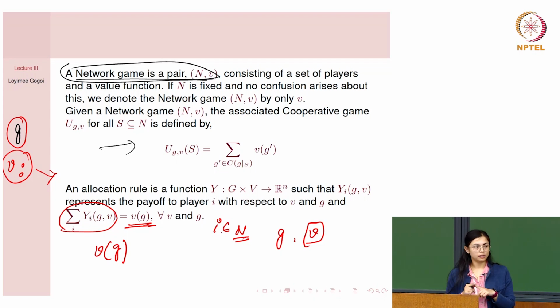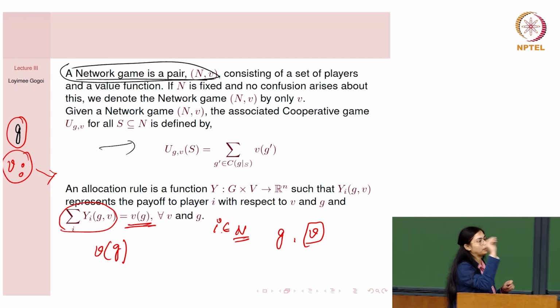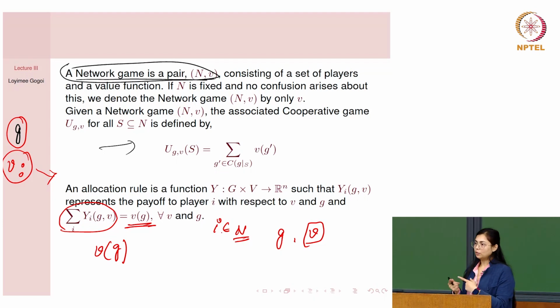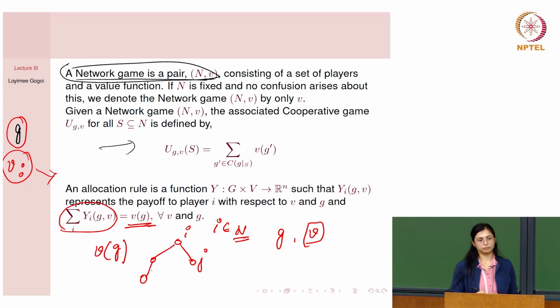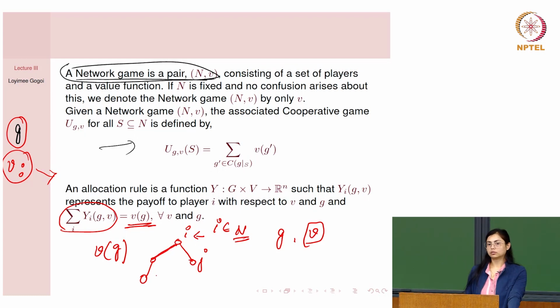So how can we allocate? We can allocate first directly to the players. And then another way we can allocate. In a network we have two components, players, nodes and edges. So first, as a player base, we allocate to the nodes. The other way, we can allocate to the edges also.